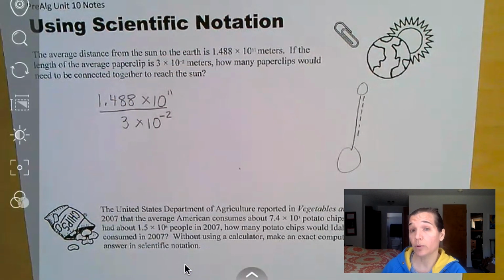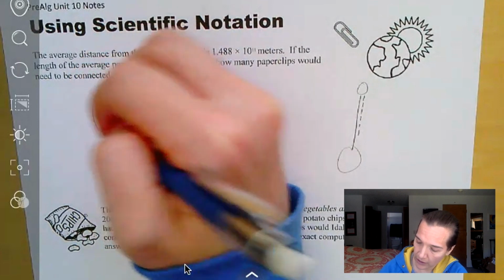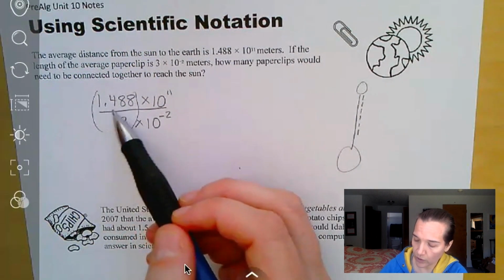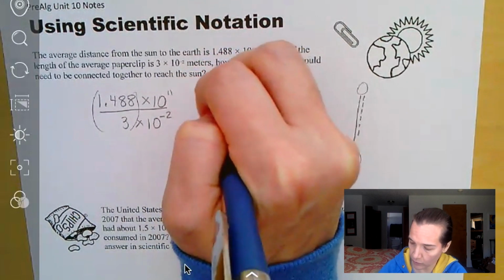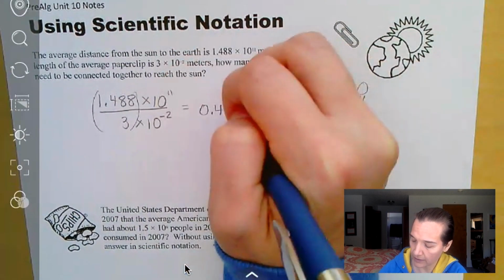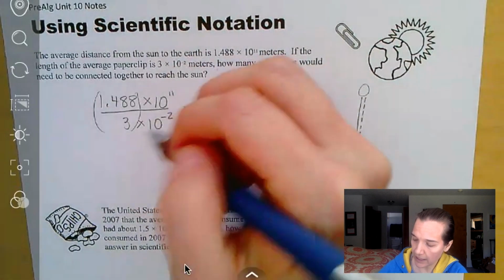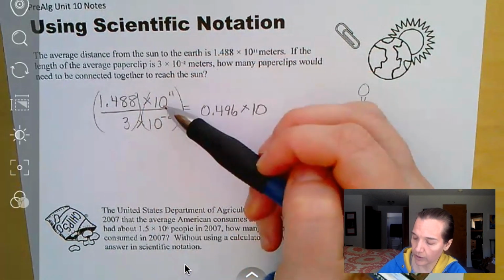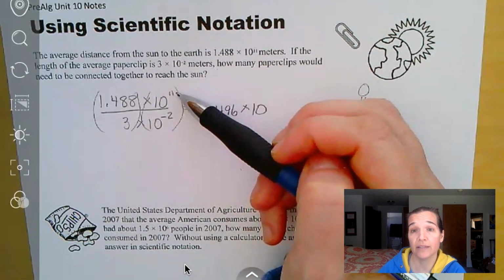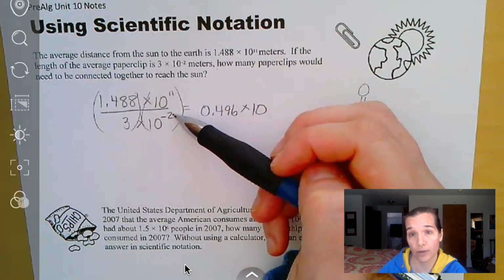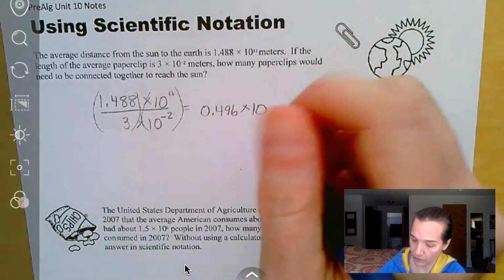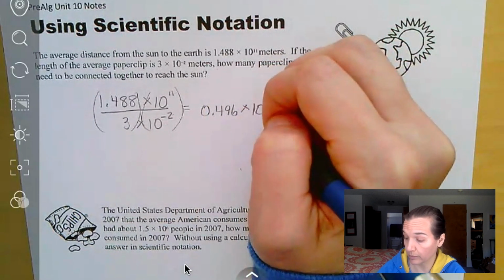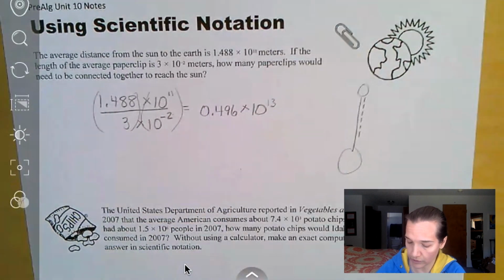I'm going to use exponent rules. I think it's a little faster. I'm going to group these together. If I do 1.488 divided by 3, I get 0.496 times 10. And if I group these together, when I'm dividing bases with exponents, I actually subtract the exponents. It's going to be 11 minus -2, which is the same as 11 plus 2, or 13.